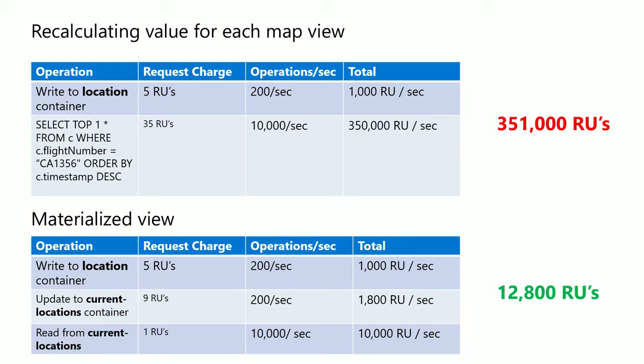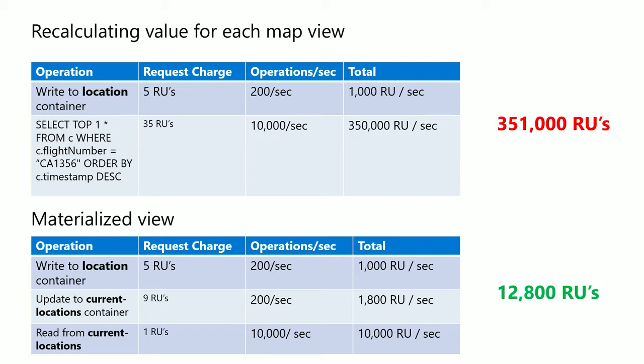Now, with the materialized view option, we're going to pay extra for each write. So we'll be doing writes to the location container, and then calculating the most recent value, and going and updating the current locations container. And this will obviously use more RUs than before, because we're doing double the number of writes. However, instead of each read costing 35 RUs, they cost 1 RU. Because we're going to do something in Cosmos DB that's called a point lookup.